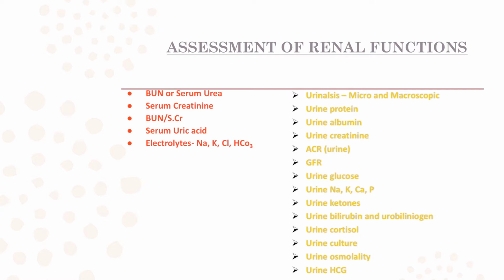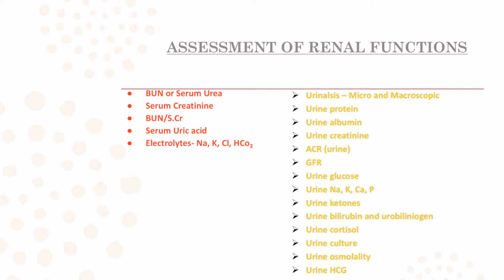So the first is serum urea or blood urea nitrogen test. Second is serum creatinine. Third is blood urea nitrogen to serum creatinine ratio. Then serum uric acid, and after that blood electrolytes like sodium, potassium, chlorine and bicarbonate.